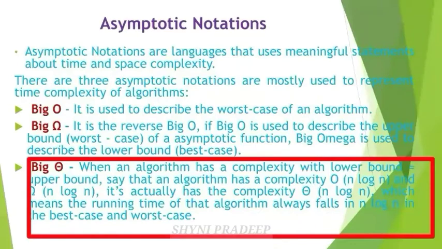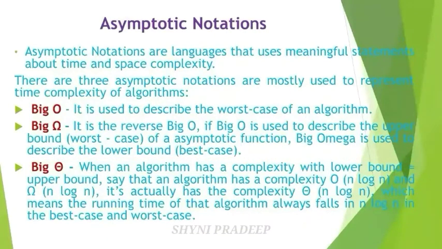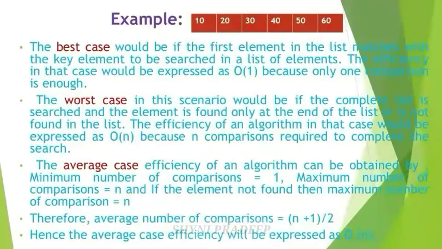Okay. So it is defined in between big O and big omega, which means it is defined between the lower bound and the upper bound. So it is expressed as order of n log n. So big O is worst case, big omega is best case, and big theta is average case. So now let us see one example for worst case, best case and average case efficiency of an algorithm.